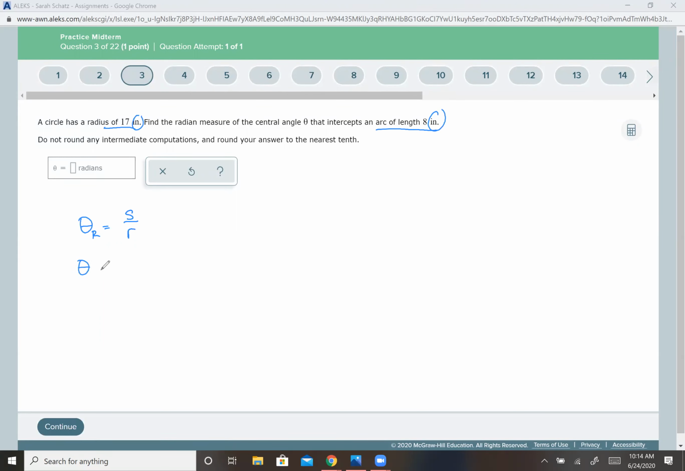To find this theta in radians, all I have to do is take S. Remember, S is just arc length. It gives me an S of 8 and a radius of 17. Now it does say to round your answer to the nearest tenth, so I'm not going to leave it as the fraction 8 over 17. I'm going to do 8 divided by 17. And you guys, for this, I got 0.4705 or so, but to the nearest tenth, that would be 0.5.